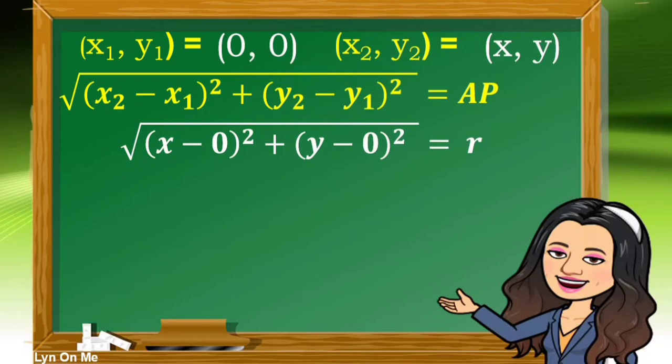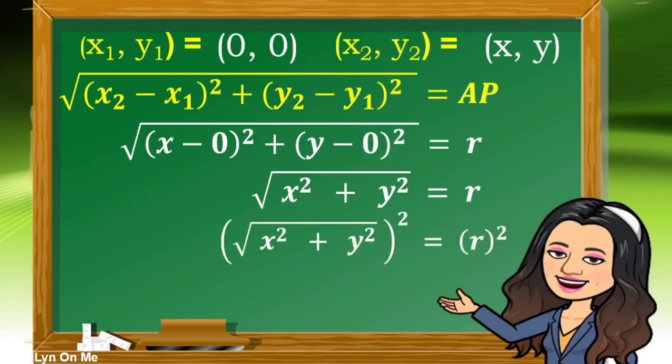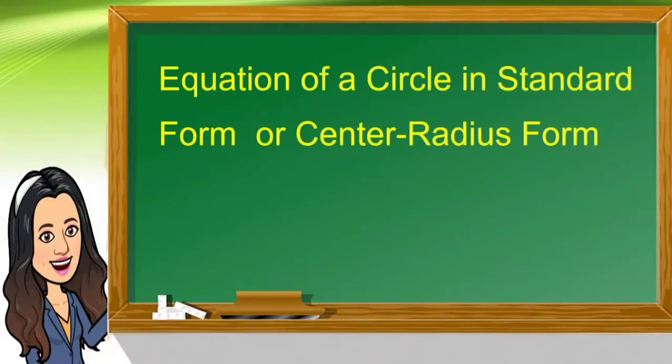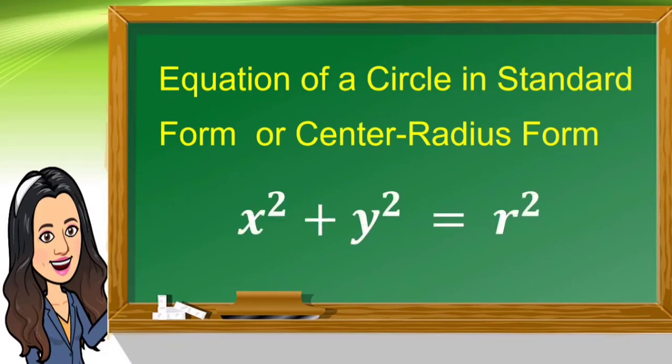which is equal to the length of the radius r. Simplifying the expression on the left side of the equation, we will have the square root of x squared plus y squared is equal to r. Squaring both sides of the equation, the result will be x squared plus y squared is equal to r squared, which is the equation of a circle in standard form or the center radius form.